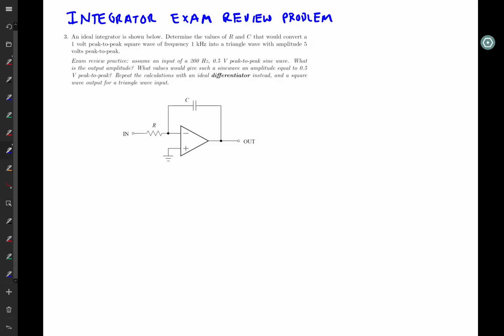Hello students, here we're with the Integrator exam review problem. This problem here gets you to think about how an integrator works when it's made with an op-amp. So before we actually start, let's look at the derivation of the formula that shows you how to calculate the values for an integrator circuit.